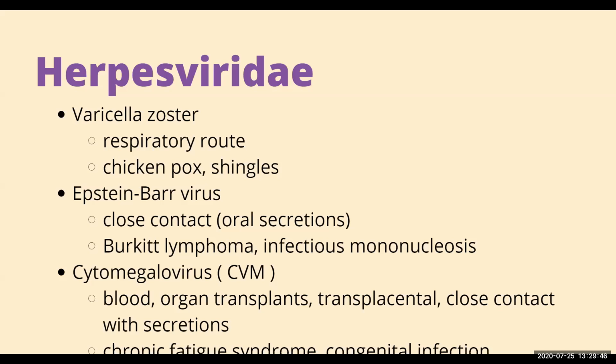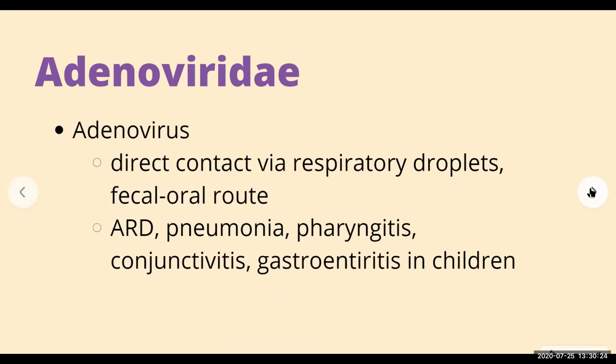Okay. Now, your cytomegalovirus, the CMV, can be transmitted through blood and organ transplants. Because if the donor has this, the person receiving that organ can also have the virus. So, organ transplants. Transplacental from mother to the fetus through the placenta, and close contact with secretions. So, you will have chronic fatigue syndrome and congenital infection. So, that is the cause of cytomegalovirus. Okay. So, those are just the important viruses under your Herpesviridae.